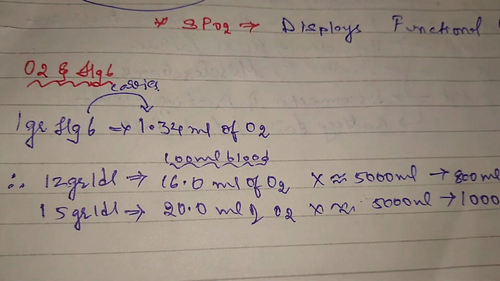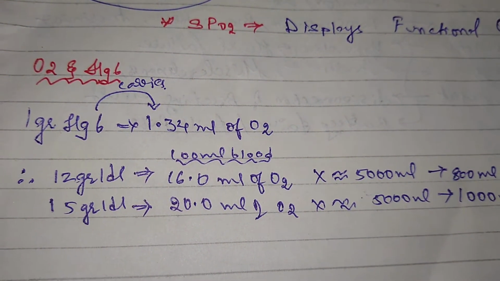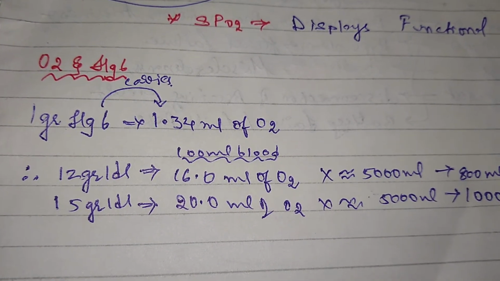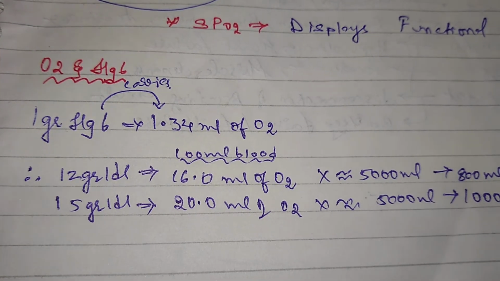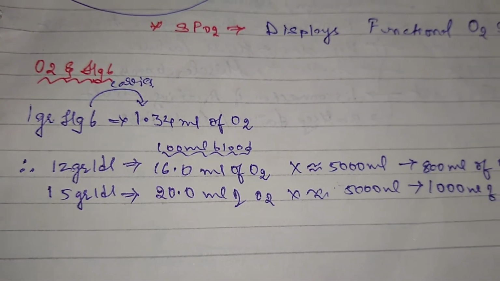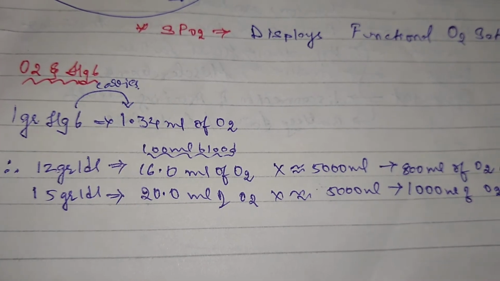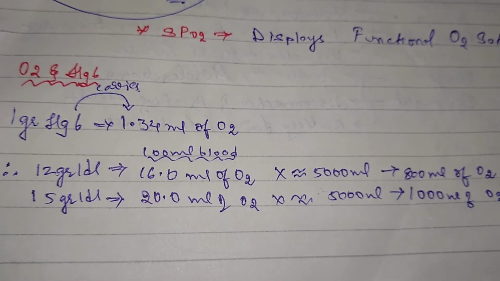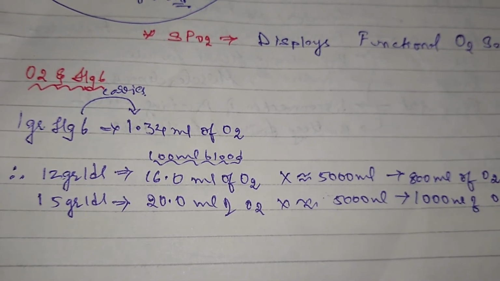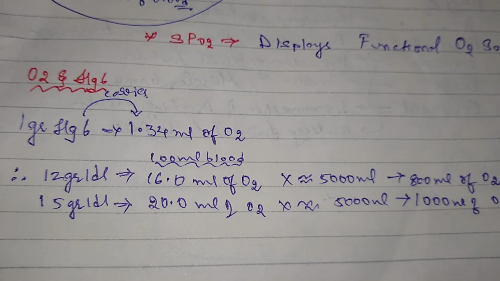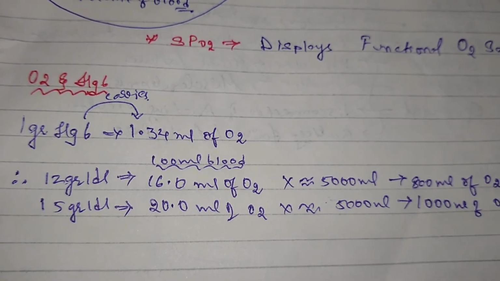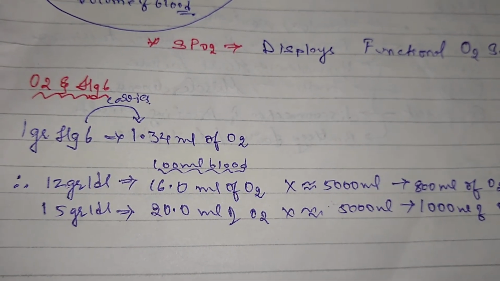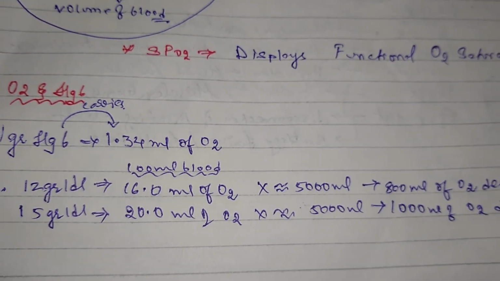Now let us see some basic calculation of how oxygen and hemoglobin are related. 1 gram of hemoglobin approximately carries 1.34 ml of oxygen. So if 12 grams per dl of hemoglobin is present in a patient, it may carry approximately 800 ml of oxygen, because we have 5000 ml of blood, and per 100 ml it carries only 16 ml of oxygen. If there is 15 grams per dl, 20 ml of oxygen is carried per 100 ml of blood, so it will be approximately 1000 ml of oxygen.